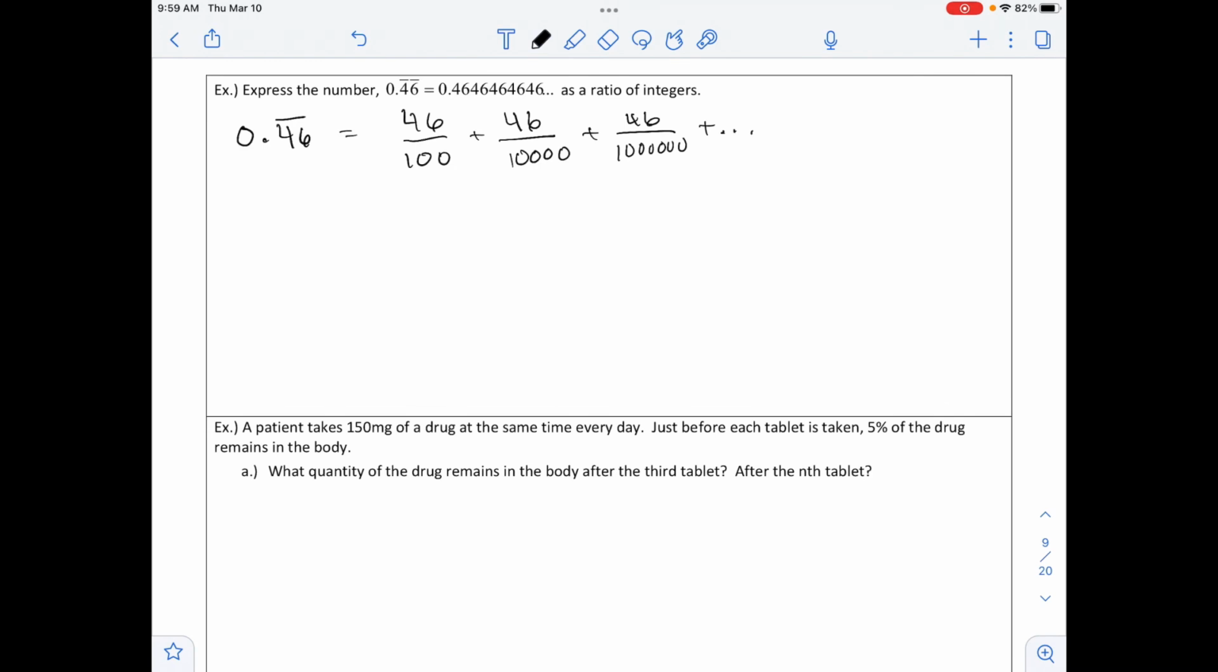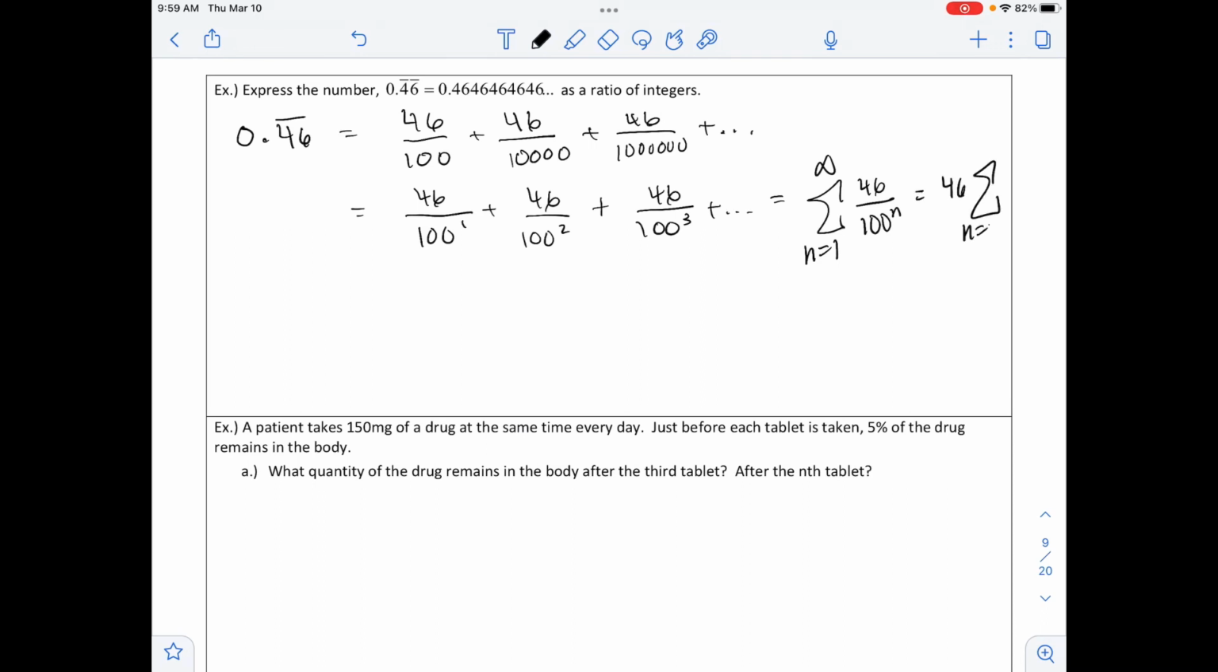And so we can think of this as being 46 over 100 to the first power, plus 46 over 100 to the second power, plus 46 over 100 to the third power, and so forth. And so rewriting this with sigma notation, we would have the sum from n equals 1 to infinity of 46 over 100 to the n. And to rethink about this, we can say this would be equal to 46 times the sum from n equals 1 to infinity of 1/100 raised to the nth power. And r, which is our common ratio here, would be 1/100. And so we would say that this converges.